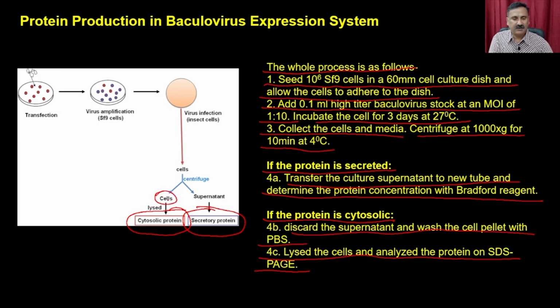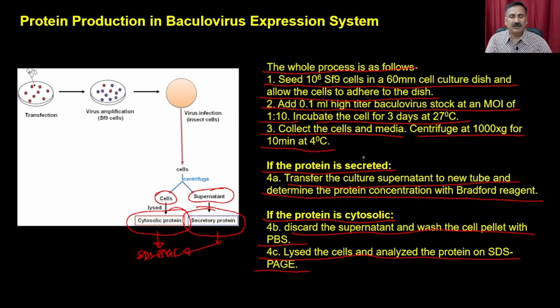You collect the cells with centrifugation, and then you can lyse the cells and check the expression of the proteins on SDS-PAGE. If the protein is secretory, then you can collect the supernatant, and that supernatant will have the secretory protein, and that also you can check on SDS-PAGE.